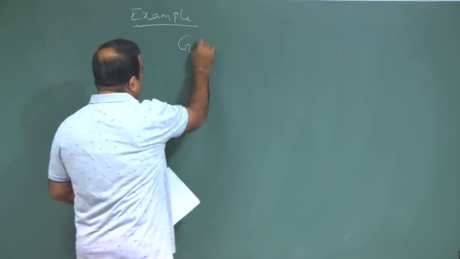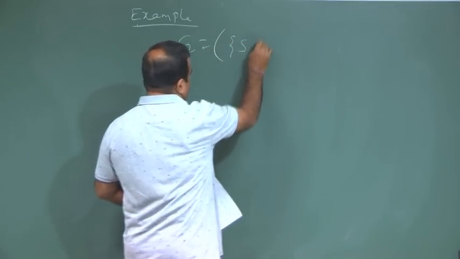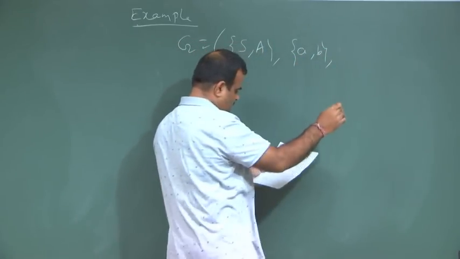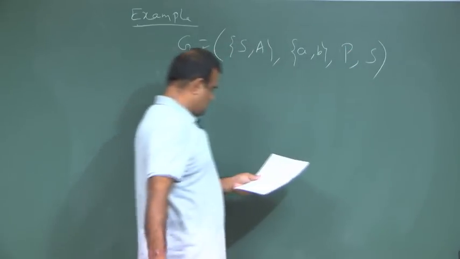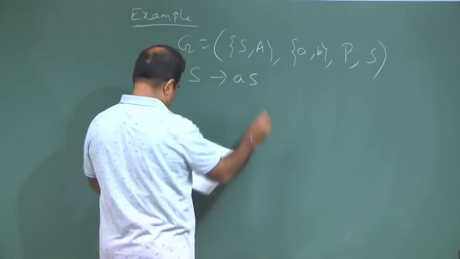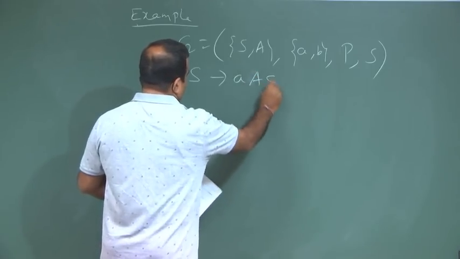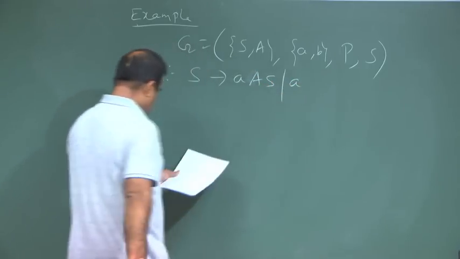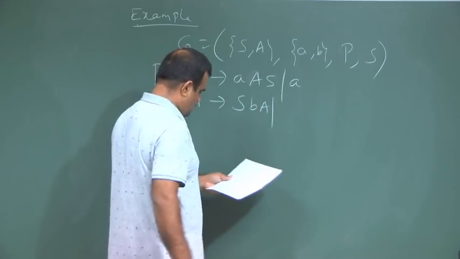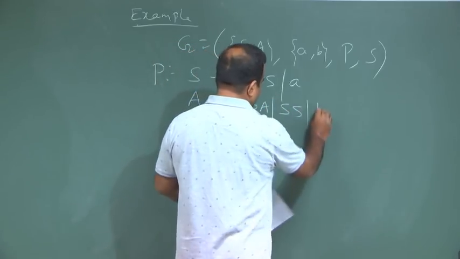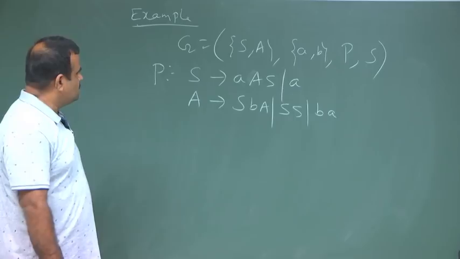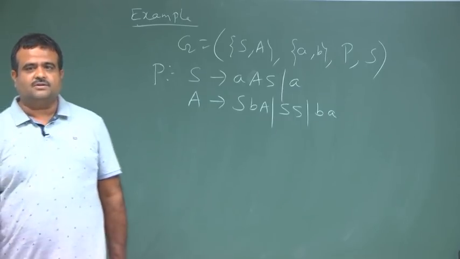Okay, so suppose we have a grammar like this: the variables are S and A, the terminals are a and b, and P consists of the rules: S goes to aAS or a, and A goes to SbA or SS or ba. Okay. Now suppose we want to construct a parse tree or the derivation tree.